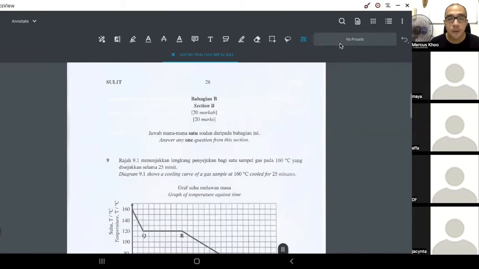Okay, hi everyone. So today we're going to continue our study in looking at the SBP Paper 2 paper. And the good news is we finished the first 8 questions, which is in Section A. Now we're going to Section B and Section C, which shouldn't take us too long unless there are many questions that you need to ask.